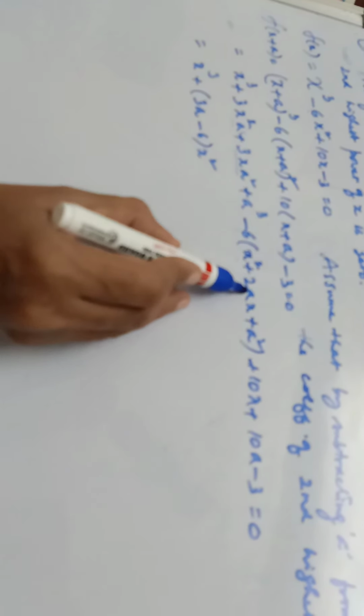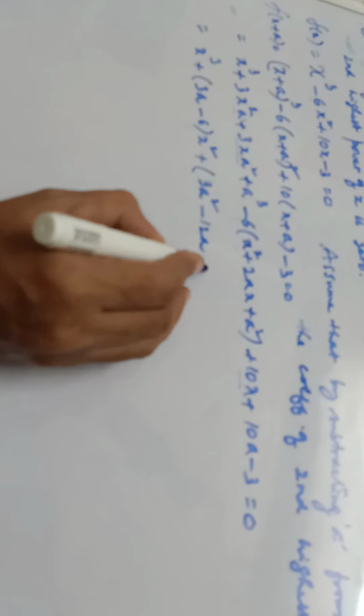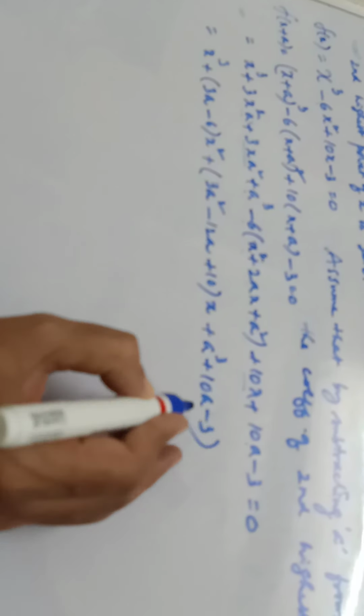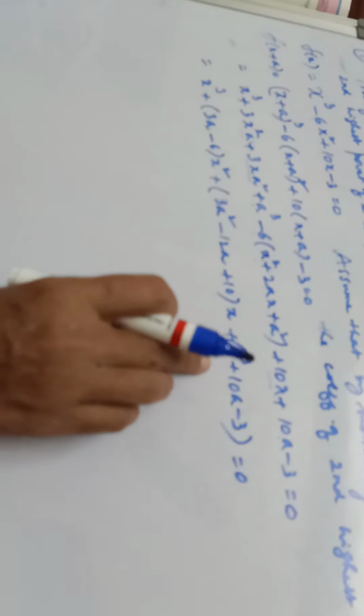Take out x square common from them, then you will get 3a minus 6 into x square. Now the x terms. This is the term having x, and this is also an x term, and this is also an x term. So take out x common from them. So 3a square is the coefficient of x here. Here minus 12a is the coefficient of x. Here it is plus 10 into x. Now the constant term, a cube plus 10a minus 3. All this is the constant term. The constant term is the term without a variable. Here the variable is x. This term has no variable, so we call it the constant term.